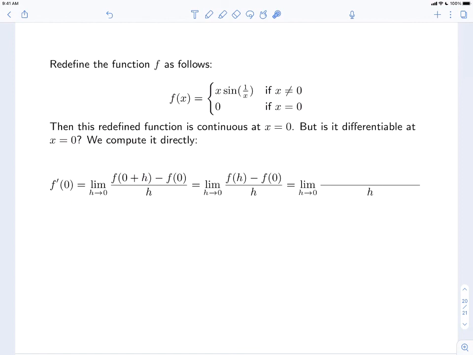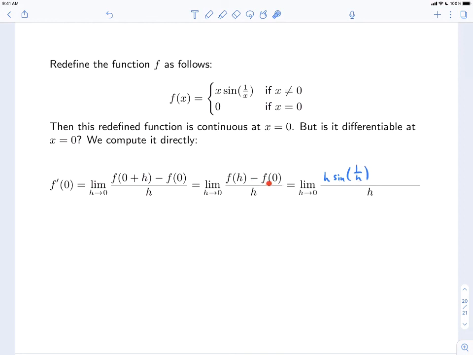F prime at 0 is equal to the limit as h goes to 0 of a difference quotient. That's f at 0 plus h minus f at 0 over h. So what is this equal to? Well, f at 0 plus h is just f at h, and f of 0 is f of 0. So f at h is h times sine of 1 over h. So here I'm just taking these x's and replacing them with h, because this is f at h. So just take that x and replace all of the x's with h's. So it's h times sine of 1 over h.